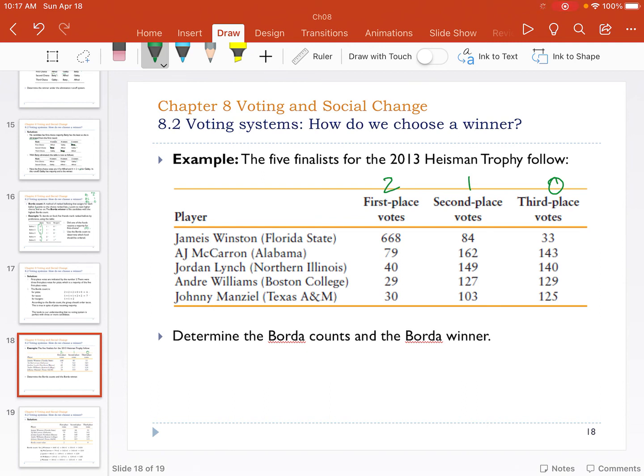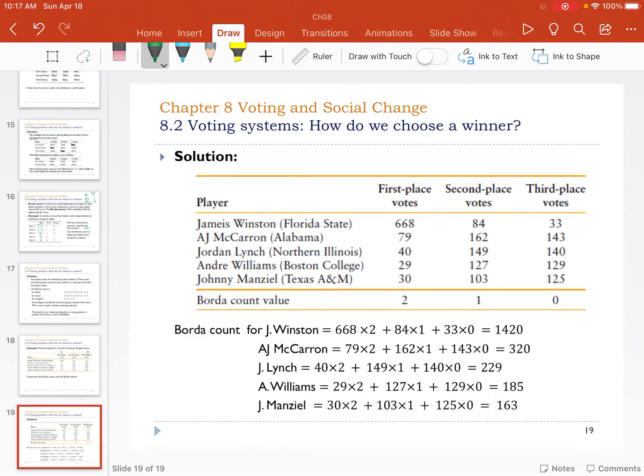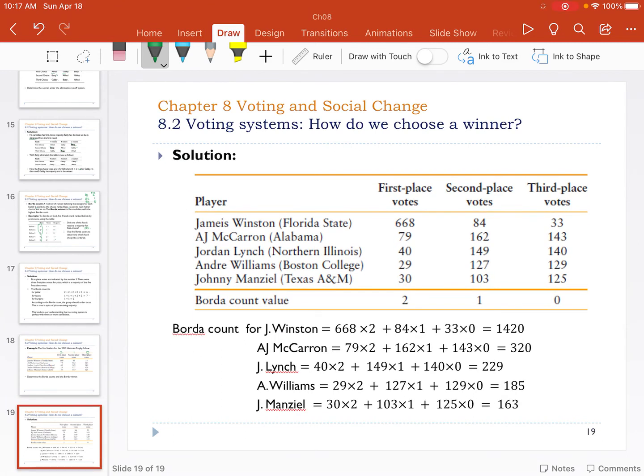So this is going to be like the tacos and pizza example, I don't believe. And you have several other people with not nearly as many first place votes, but they do have more second place votes and certainly more third place votes. So let's take a look at the Borda counts as we multiply them out.